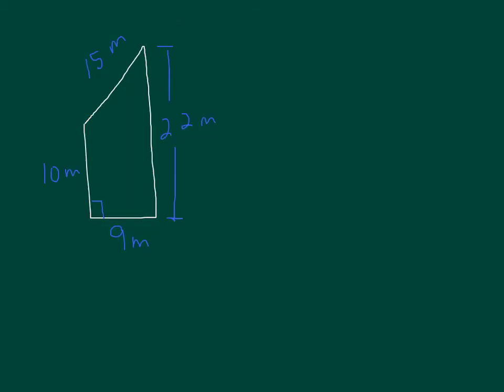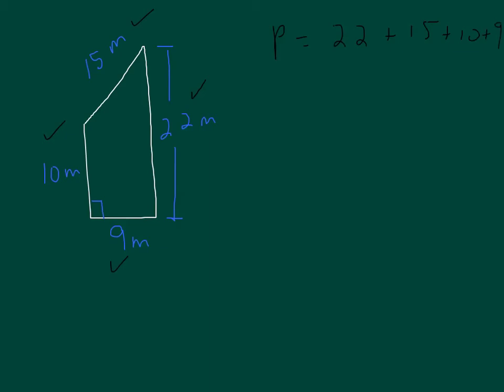Let's get the perimeter done on this. And what we're going to do is we're going to just, again, walk all the way around the shape, check it off as we go. So I have 22, I have 15, I have 10, and I have 9.